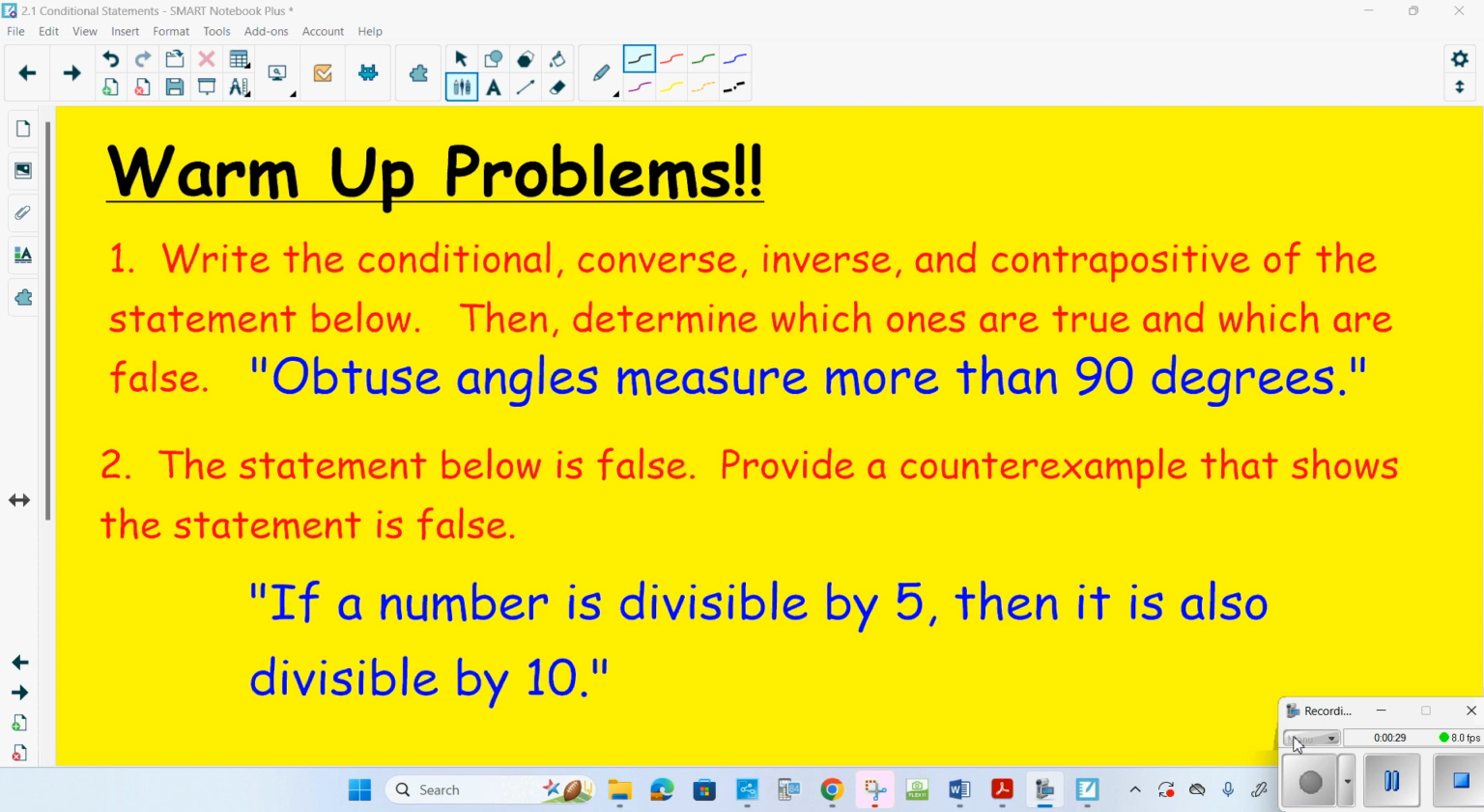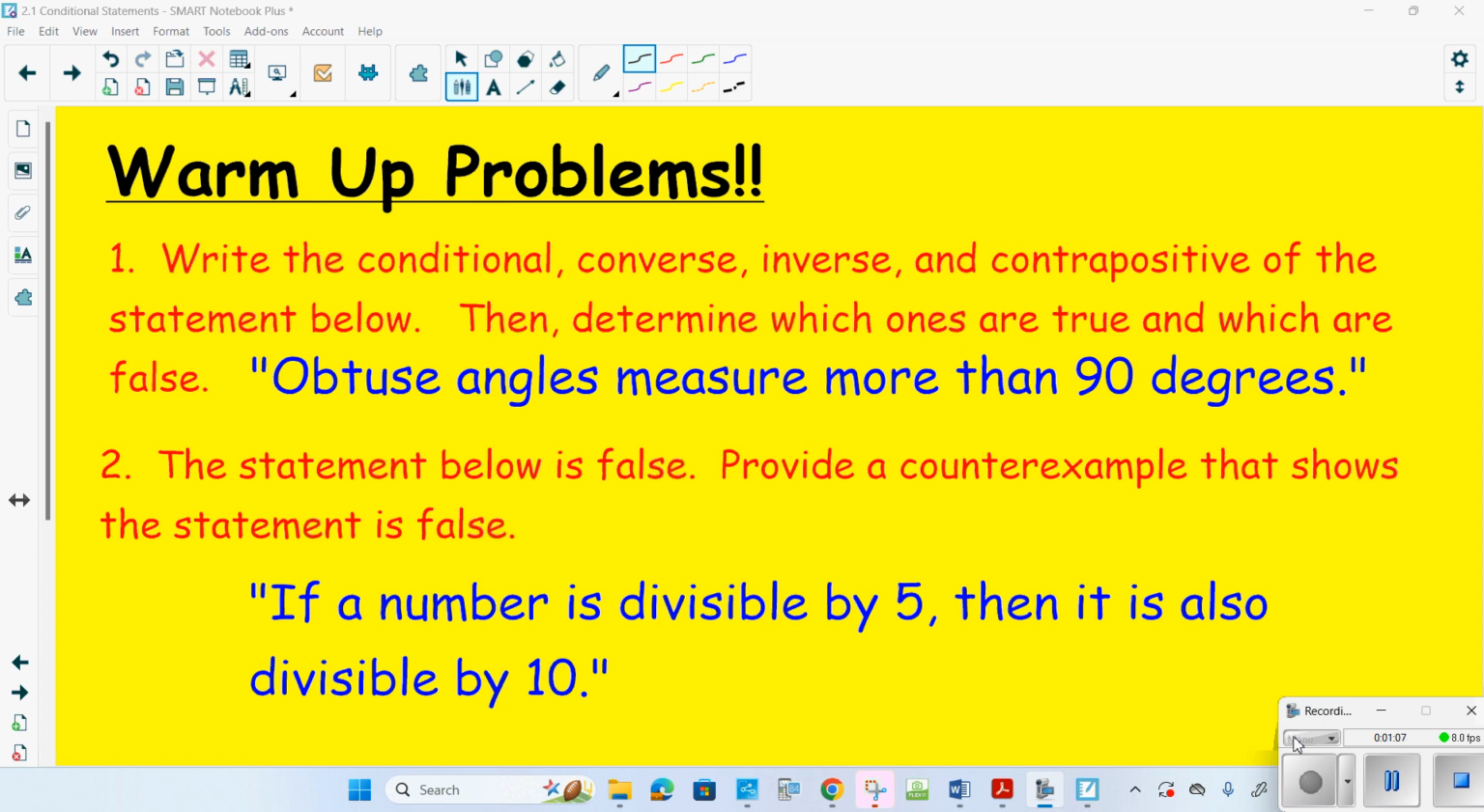So the conditional would be: if you have obtuse angles, then the measure is more than 90 degrees. The converse: if you have angles more than 90 degrees, then they are obtuse angles. The inverse: if the angle is not an obtuse angle, then it is not more than 90 degrees. And the contrapositive would be: if the angle is not more than 90 degrees, then the angle is not an obtuse angle. All of those would be true.